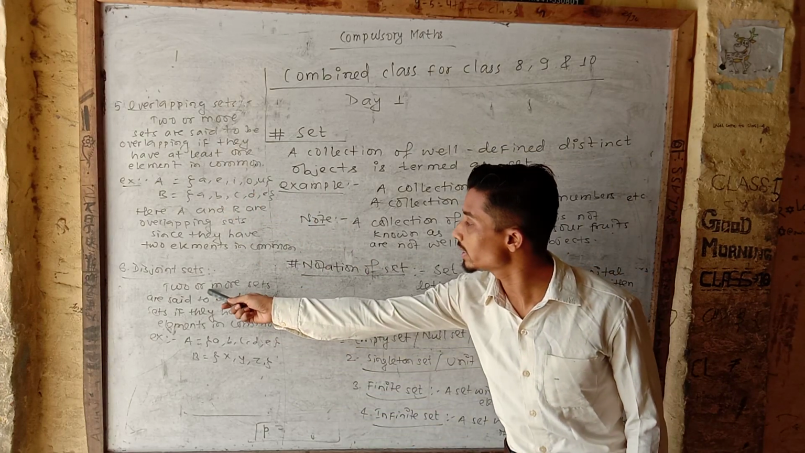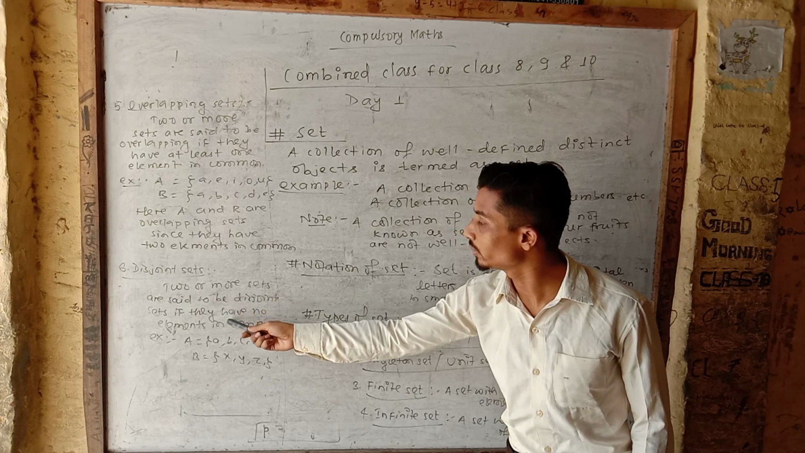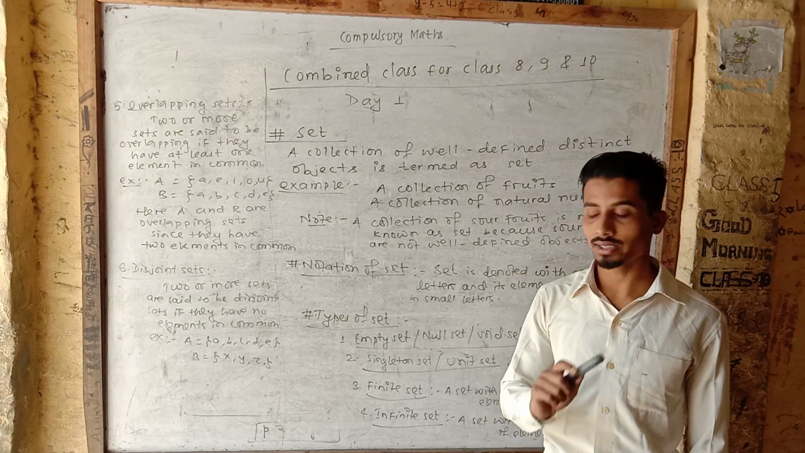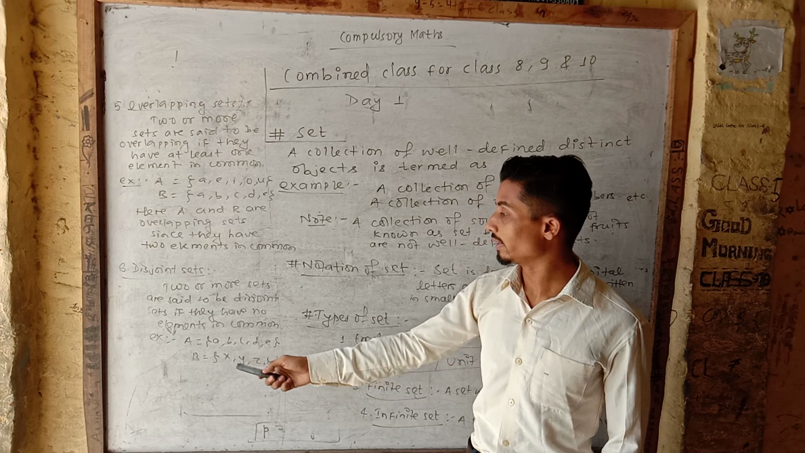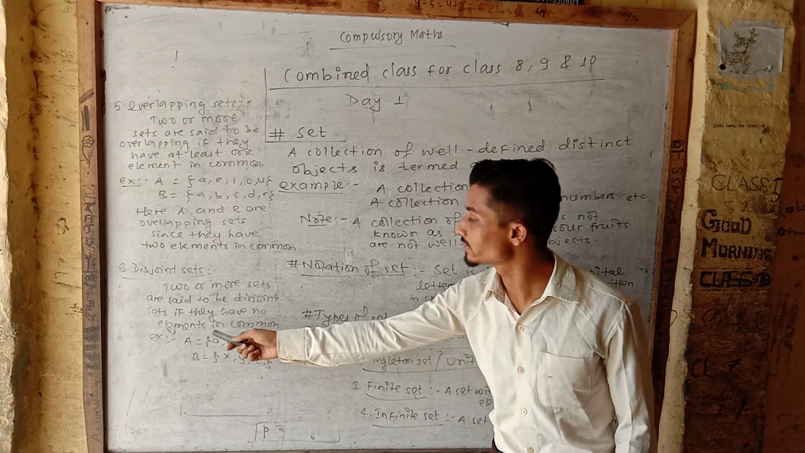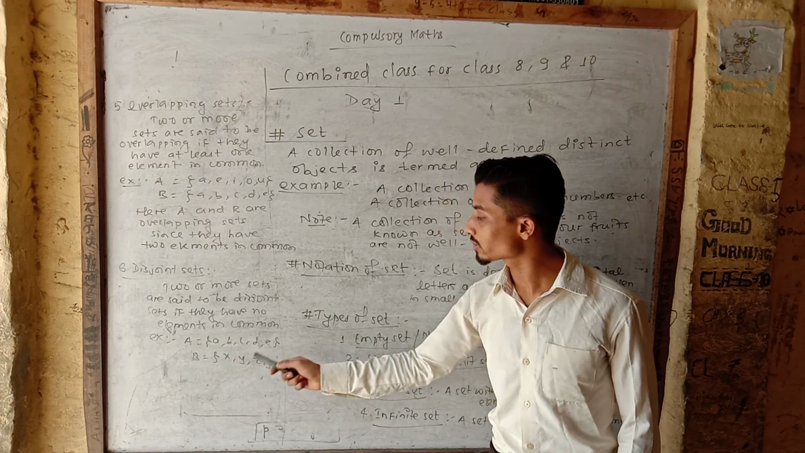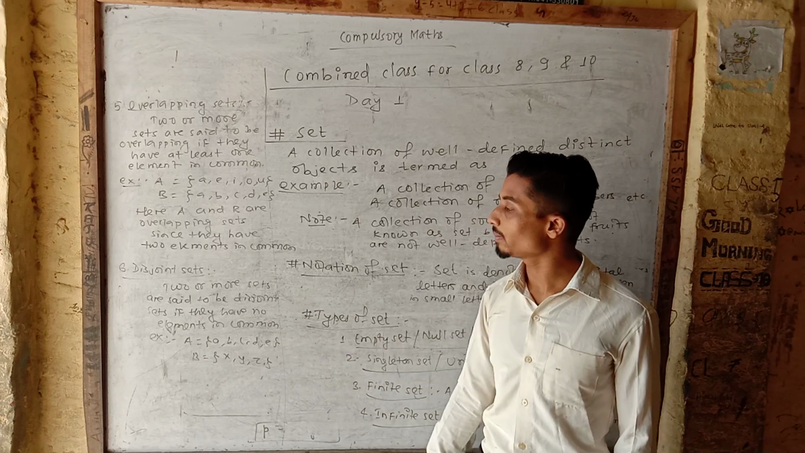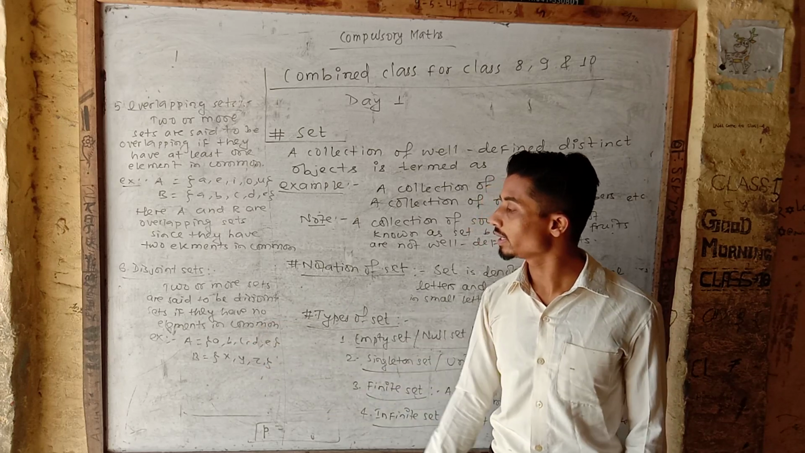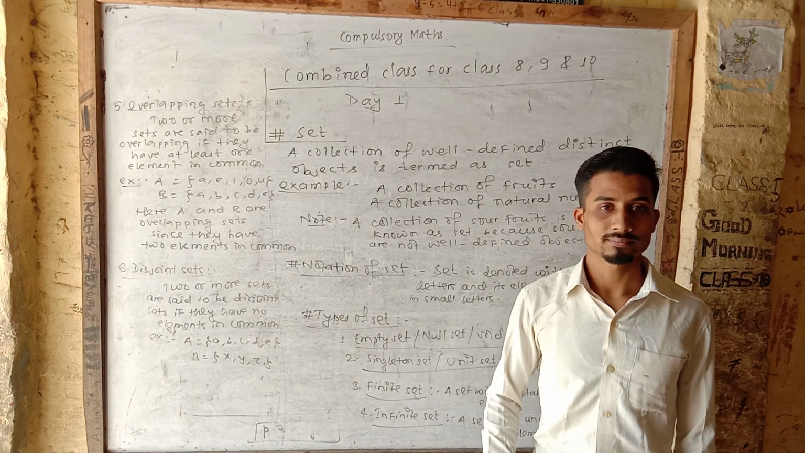But if two or more sets have no elements in common, they are known as disjoint sets. For example, A, B, C, D, E in set A and X, Y, Z in set B. There are no elements in common, that's why set A and set B are disjoint sets.